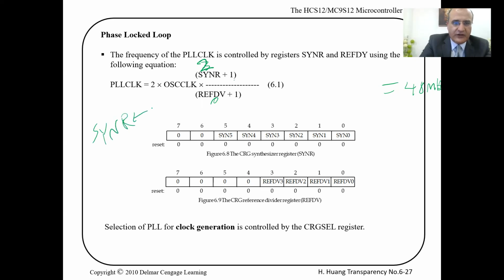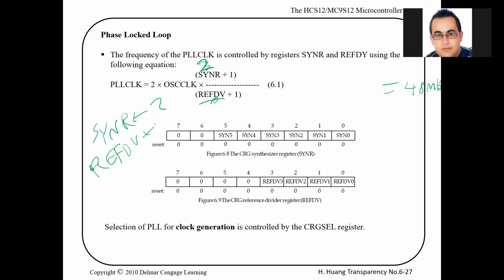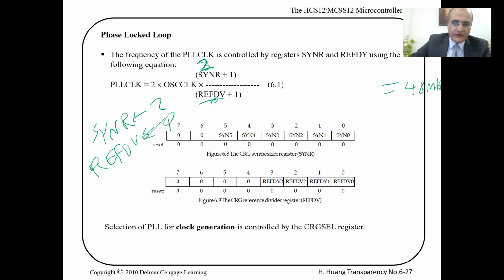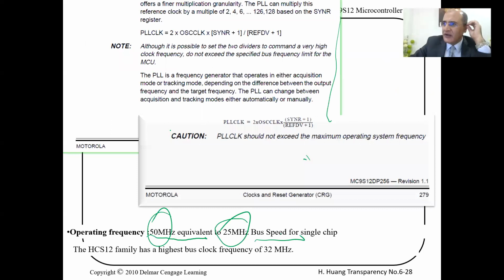We write in it a 2. The REFDV, we write in it a 0. Sorry, 0. Yes. Right, a 0. Okay, what else do we want to do?